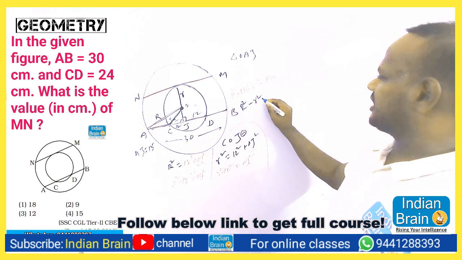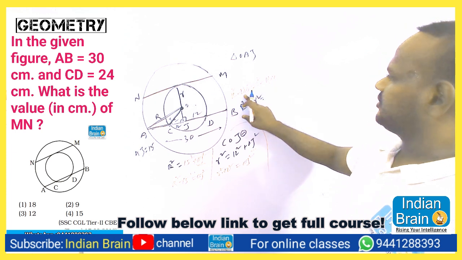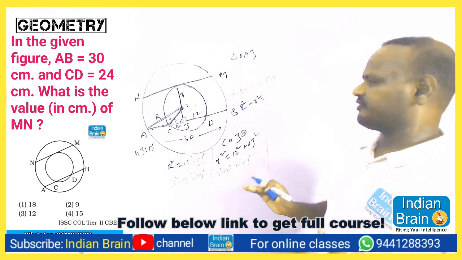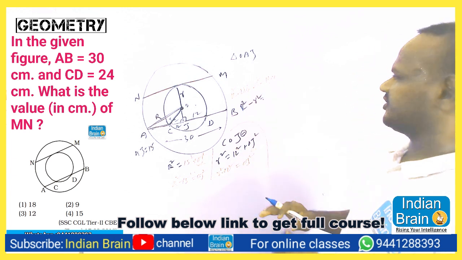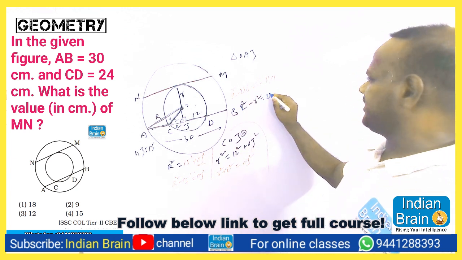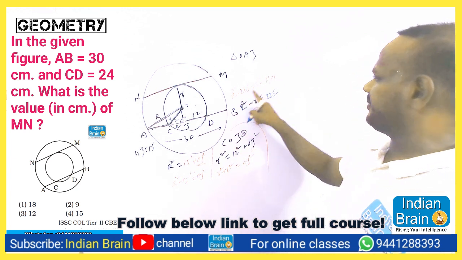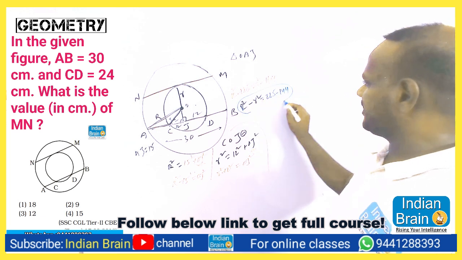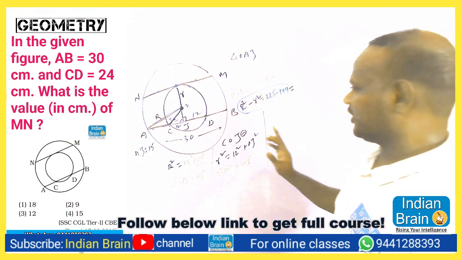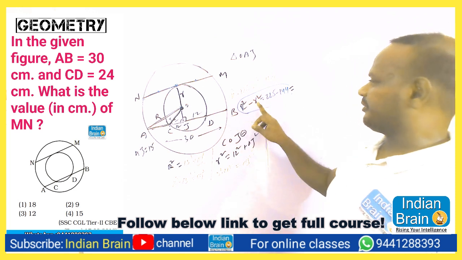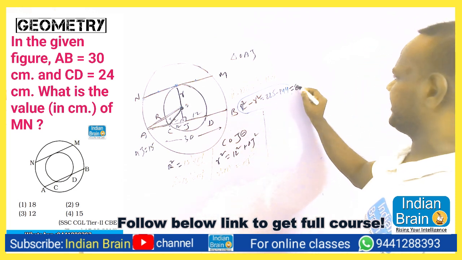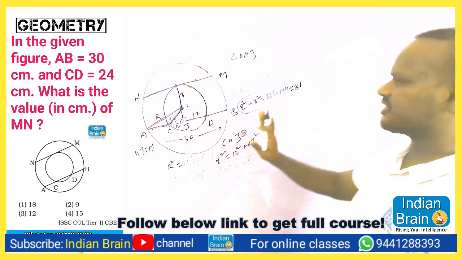Capital R square minus small r square will be 225, positive, and 144 will be negative. So 225 minus 144. Actually, we don't want it, but for your comfort only. I got the relation between capital R square and small r square. Till now, what have we done? Capital R square minus small r square equals 225 minus 144. It will be 81, yes, 81. I got capital R square minus small r square value as 81.